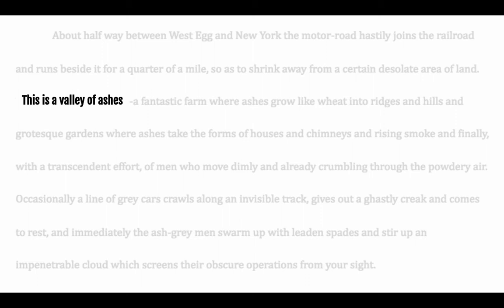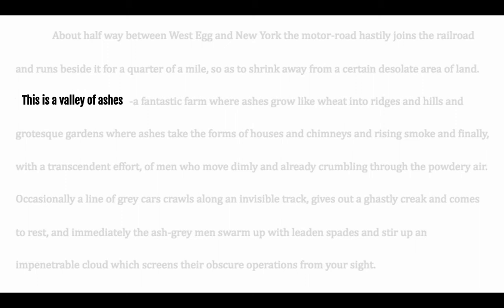And so it's sort of interesting to me that Nick, our narrator, is describing the whole valley as being made out of the remains of something that's been destroyed or ruined. I'm kind of wondering what's been destroyed here. What was there before? Was there ever anything good here? What caused it to be ruined? Either way, this place is super depressing. Okay, so let's keep reading.